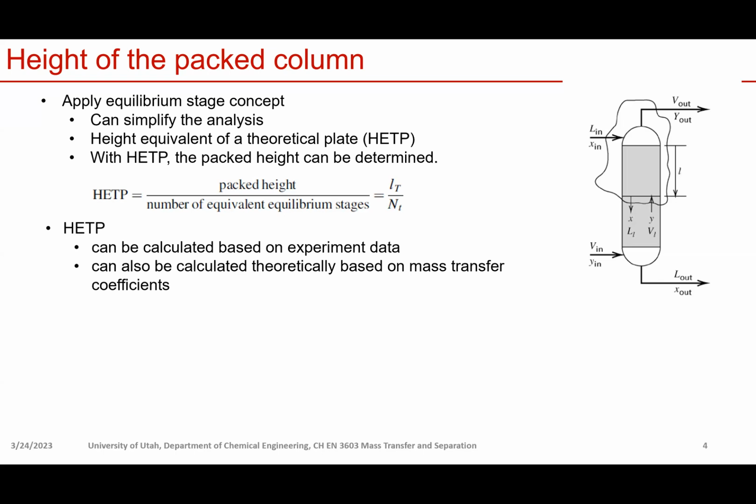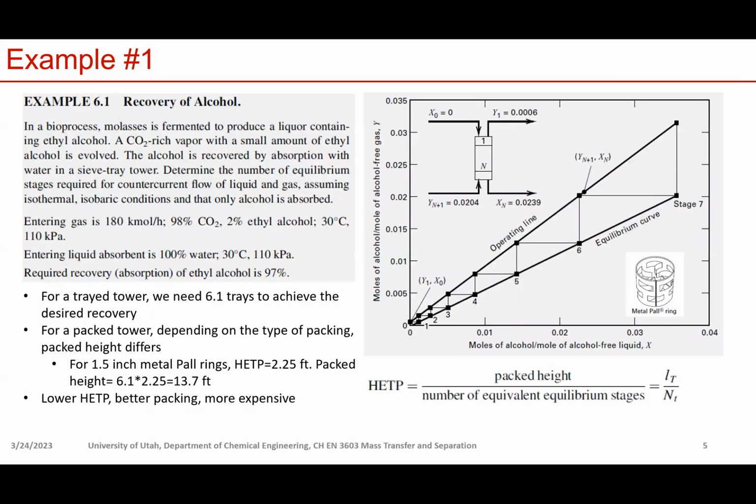So there are two ways you can get HETP. One way is through experiment. Basically in an experiment, you can design and make an actual packed tower. Then you know the LT. Then you can do a theoretical analysis and figure out the number of equivalent equilibrium stages NT. Then you can compute the HETP for that type of packing material. Then that information can be extended to other designs of packed towers. It can also be calculated theoretically based on the mass transfer coefficient, which is something we will talk about later. Okay, so now let's look at an example.